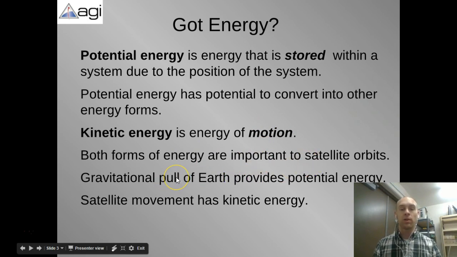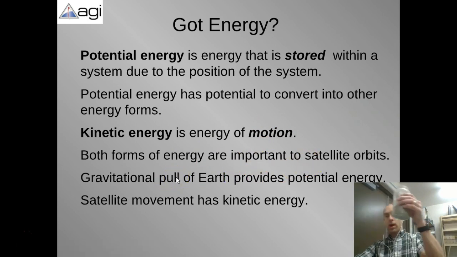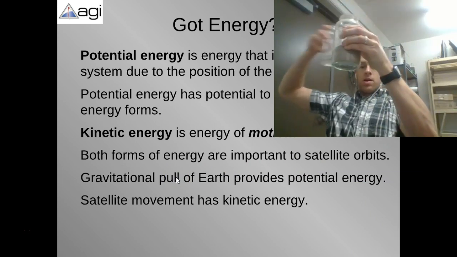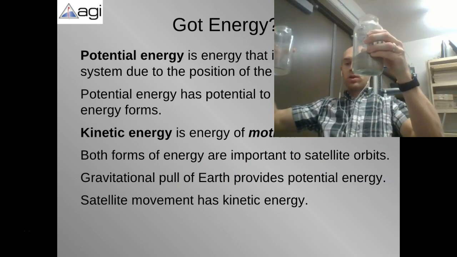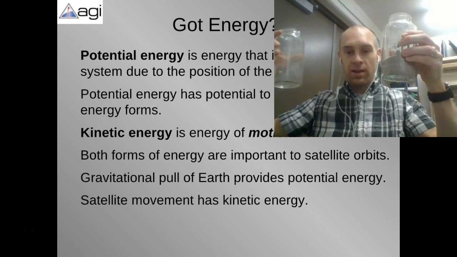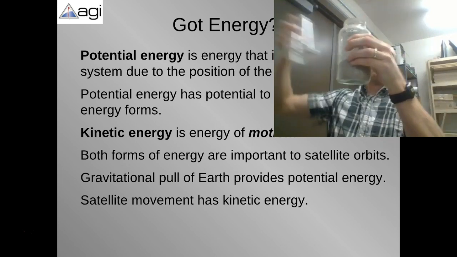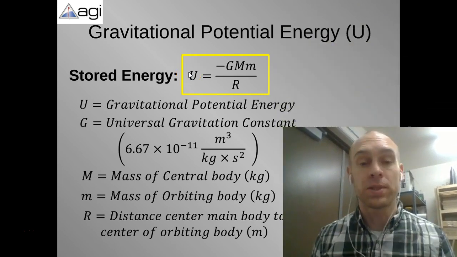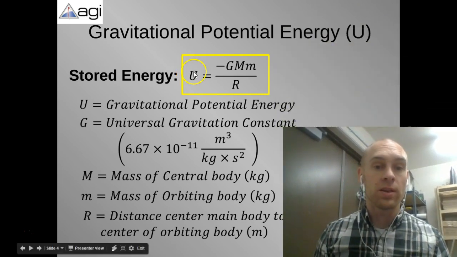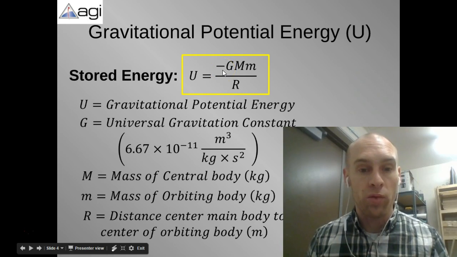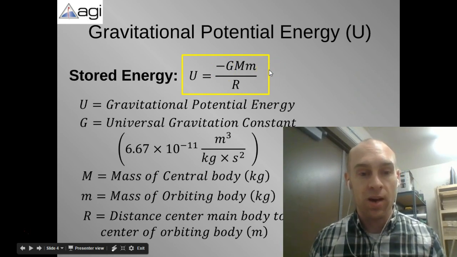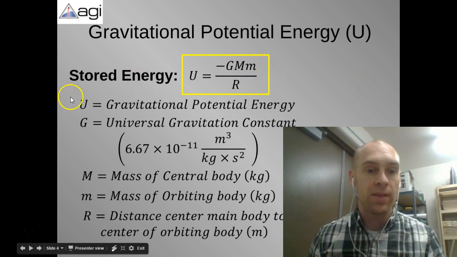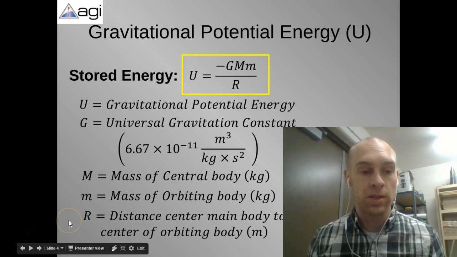As something is orbiting around the Earth, the gravitational pull of the Earth is the potential energy, and the satellite movement has kinetic energy. Here's your equation for gravitational potential energy. It is U equals negative GMm over r. So I'd like you to pause this now. Go ahead and write down that equation and then all of these values here.